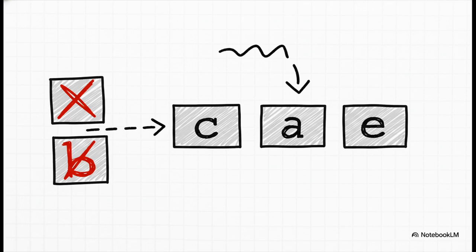Same thing for job B. Finally, we get to job E. It has a deadline of 3, and hey, slot 3 is free, so we pop it in there. And there you have it. Our final, most profitable schedule is C, A, and E.